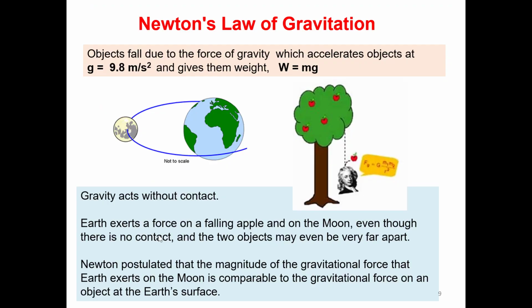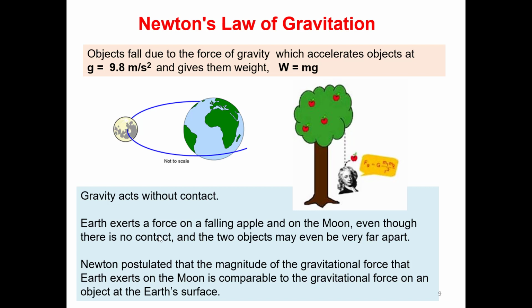Now we are going to talk about Newton's law of gravitation. Now we know the objects fall due to the force of gravity. This force accelerates the objects at 9.8 meters per second squared. And this is why the object has a weight, which is equal to mass times acceleration of gravity. Also, the force of gravity is a field force, which means it acts without any contact.